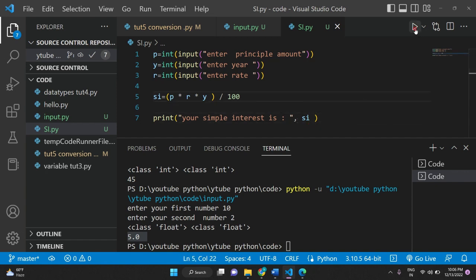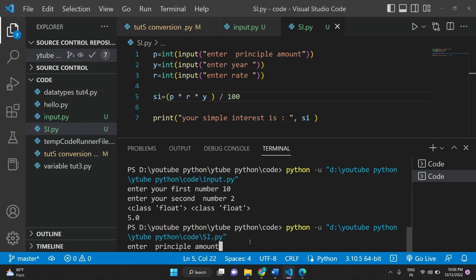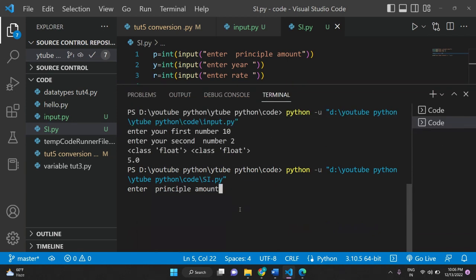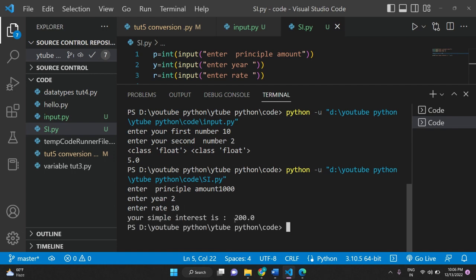When I click on the run button, you can see it asks to enter the principal amount. My principal amount is 1000 rupees. How many years? Two years. And what is the rate? My rate is 10%. When you calculate, your interest is 200. When you return the principal amount, you add the simple interest of 200. I think you got it now.